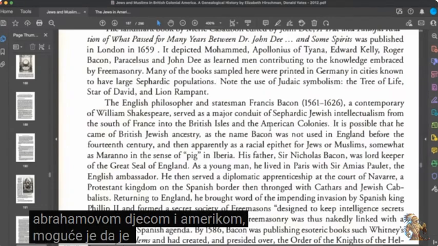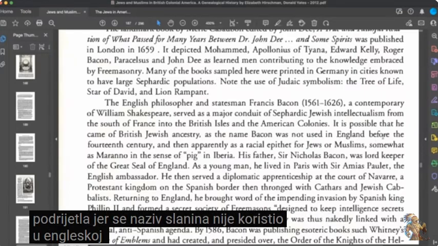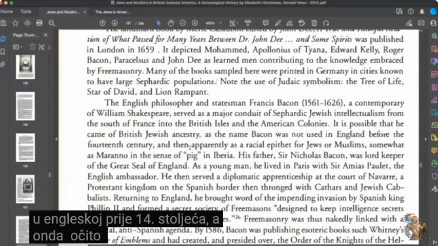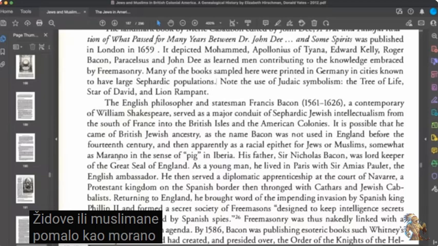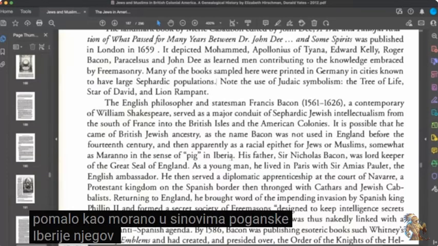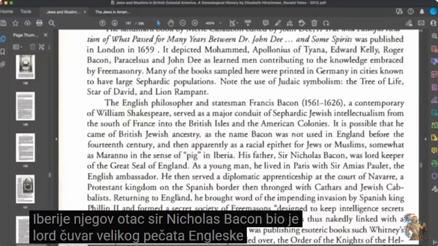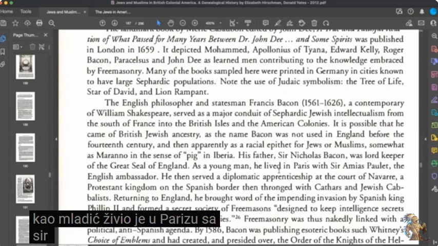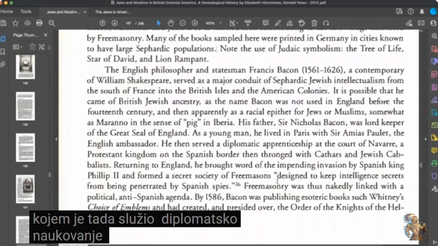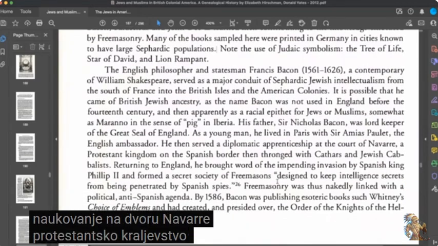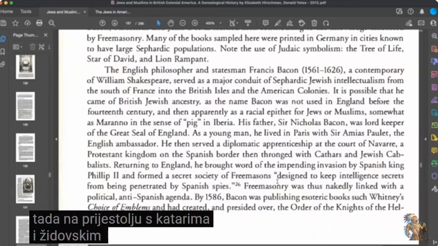It is possible that he came of British Jewish ancestry, as the name Bacon was not used in England before the 14th century, and then apparently as a racial epithet for Jews or Muslims, somewhat as Marrano in the sense of pig in Iberia. His father, Sir Nicholas Bacon, was Lord Keeper of the Great Seal of England. As a young man, he lived in Paris with Sir Amias Paulet, the English ambassador. He then served a diplomatic apprenticeship at the court of Navarre, a Protestant kingdom on the Spanish border, then thronged with Cathars and Jewish Kabbalists.